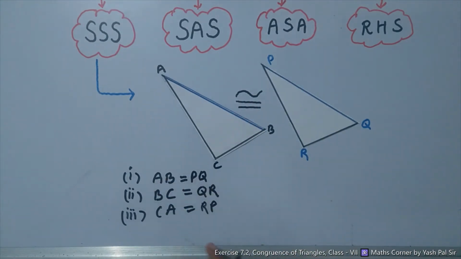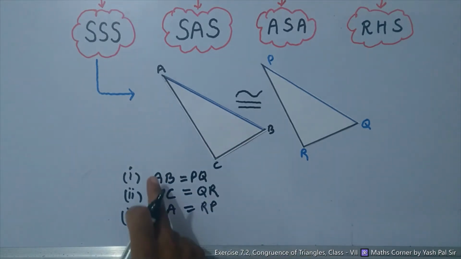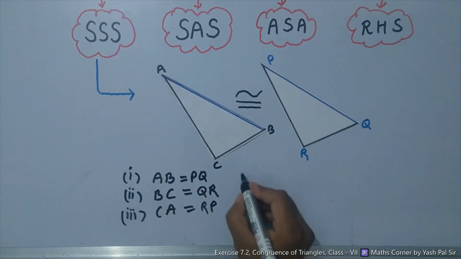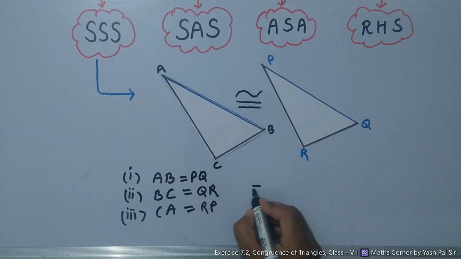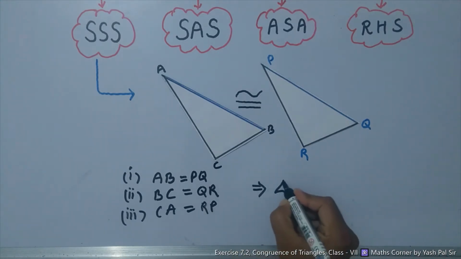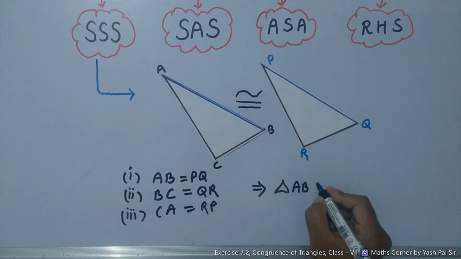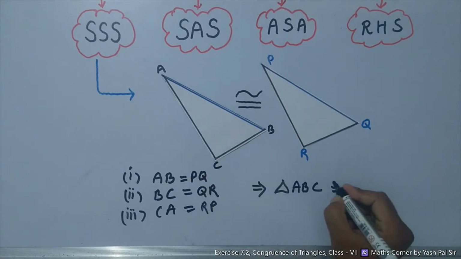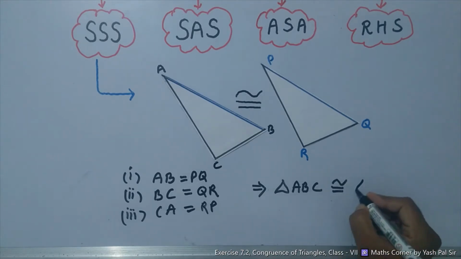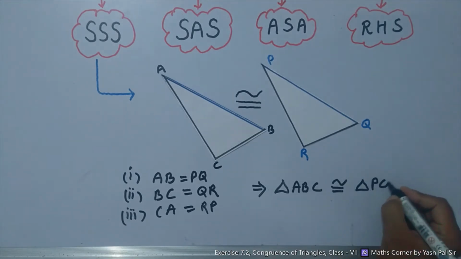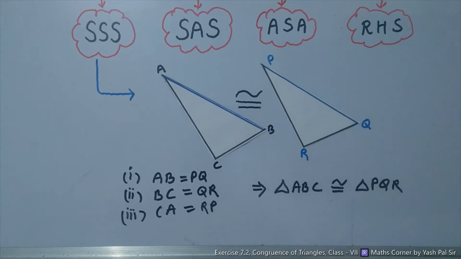We are just talking about the three sides of the triangle. If they are equal, then this implies triangle ABC is congruent to triangle PQR, right?